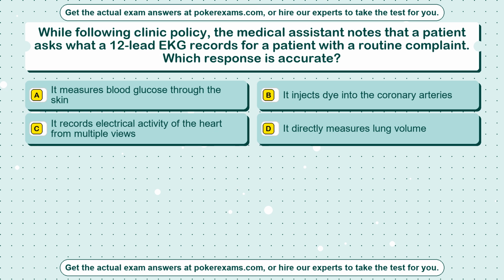Question 36. While following clinic policy, the medical assistant notes that a patient asks what a 12-lead EKG records for a patient with a routine complaint. Which response is accurate? Option A, it measures blood glucose through the skin. Option B, it injects dye into the coronary arteries. Option C, it records electrical activity of the heart from multiple views. Option D, it directly measures lung volume.